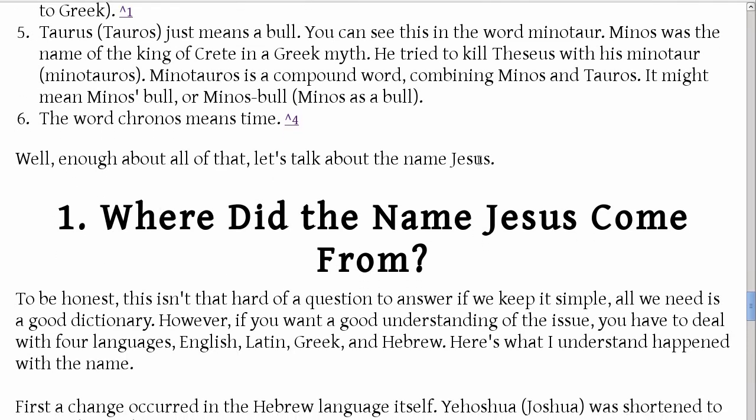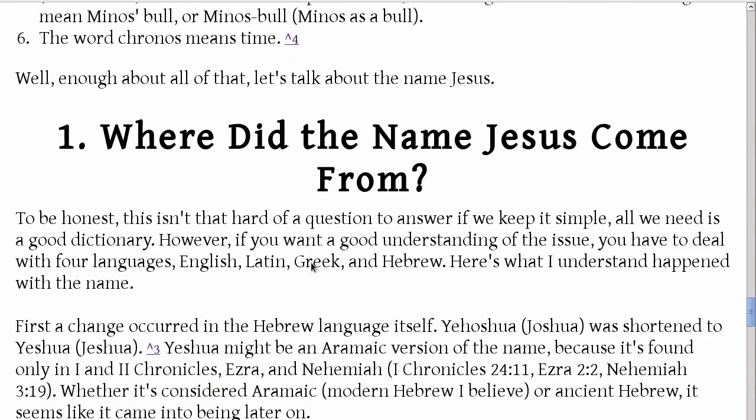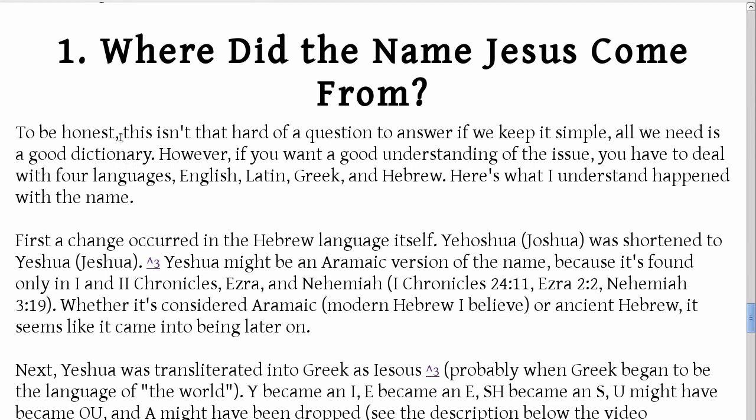Let's talk about the name Jesus. Where did the name Jesus come from? To be honest, this isn't that hard of a question to answer if we keep it simple. All we need is a good dictionary. However, if you want a good understanding of the issue, you have to deal with 4 languages: English, Latin, Greek, and Hebrew. Here's what I understand happened with the name.